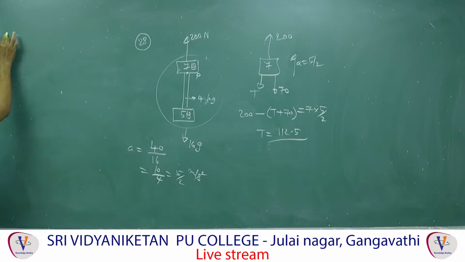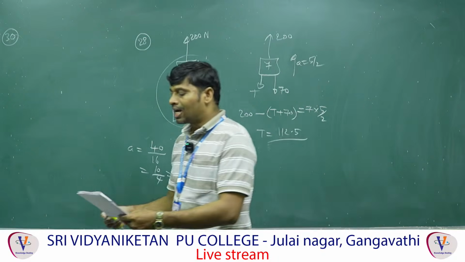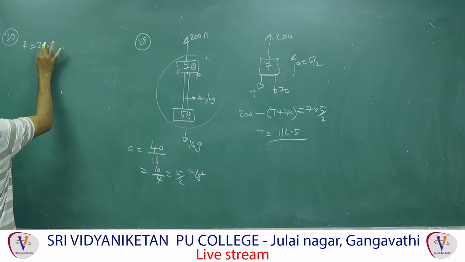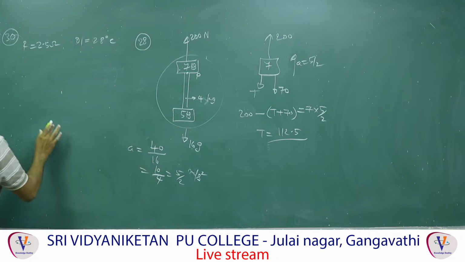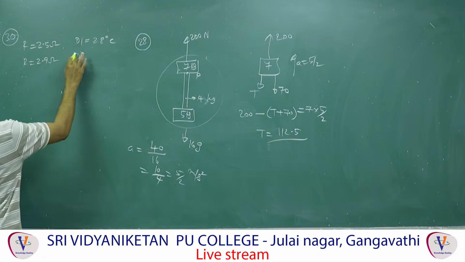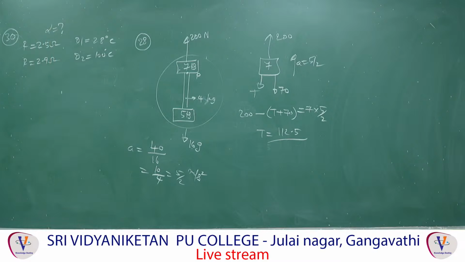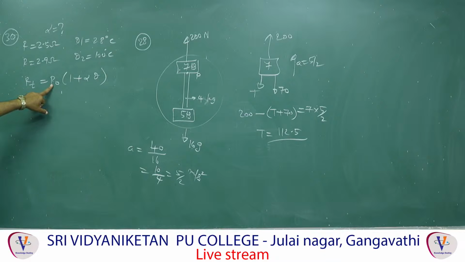Problem number 30. In problem number 30, the resistance R value is 2.5 ohms at the temperature 28 degrees centigrade, and 2.9 ohms when the temperature is 100 degrees centigrade. What is the value of alpha? Already we know that RT is equal to R naught into 1 plus alpha theta, R naught being the resistance at 0 degrees centigrade.